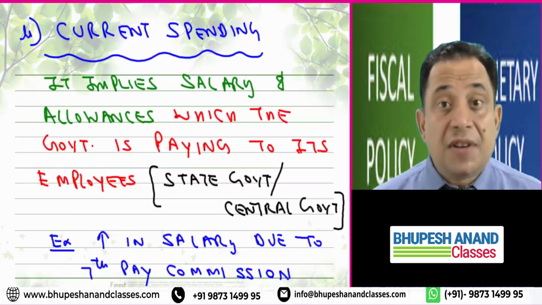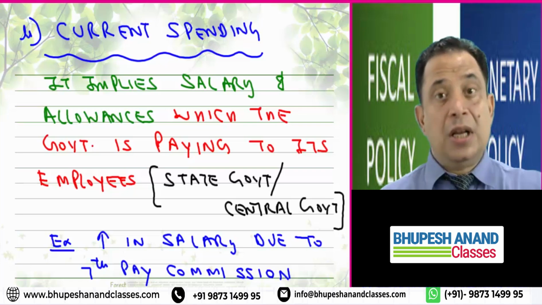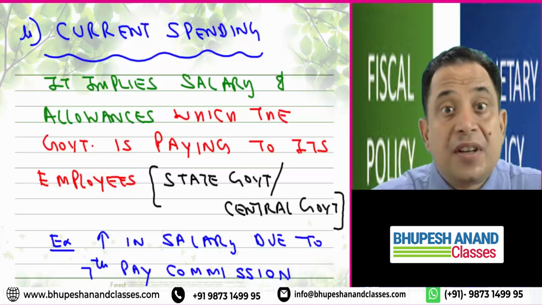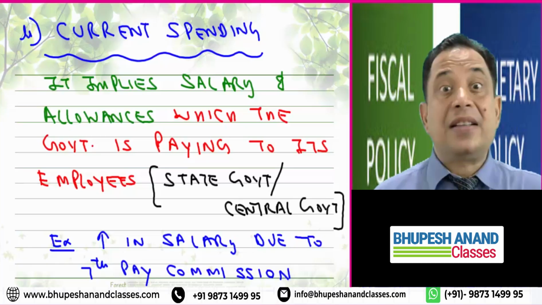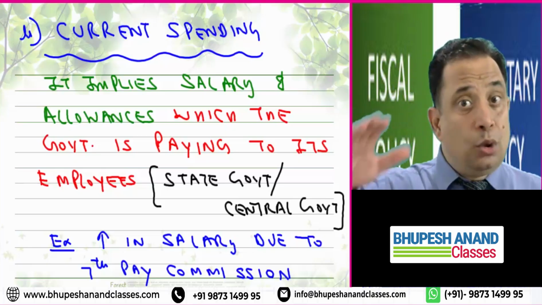The salary which is paid by the government to its employees, central government employees, state government employees, the secretaries, permanent employees, temporary employees, that is an expenditure which a government does, and it is named current spending, and it is a spending tool too. So we are on spending tools, expenditure tools.